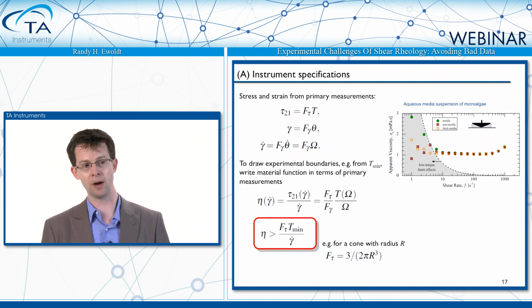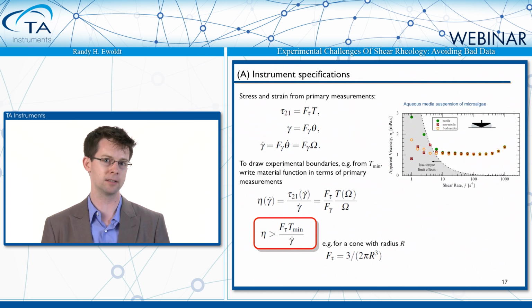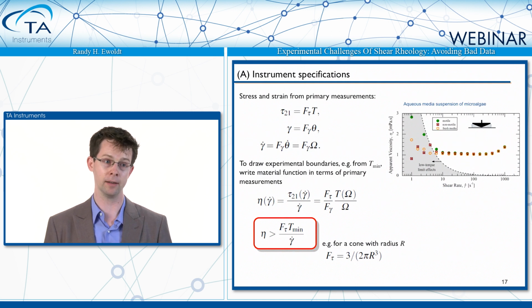Certainly, that boundary doesn't mean that all of the data beyond it is bad. It just means you're missing some criteria that you've set for an experimental limitation that you want to be aware of. So the closer you are to that line, the more suspect you may become. Of course, this doesn't explain the shear thickening on the other side, but we'll get back to the shear thickening.